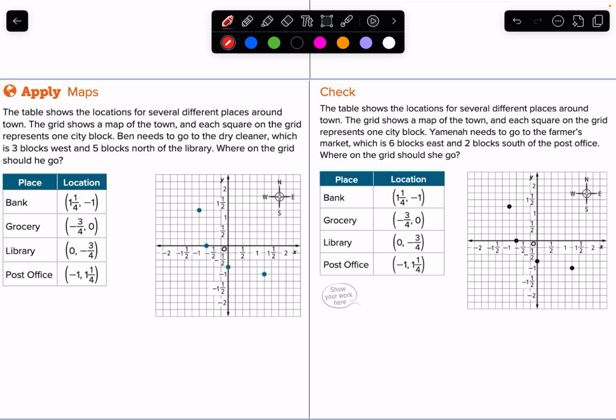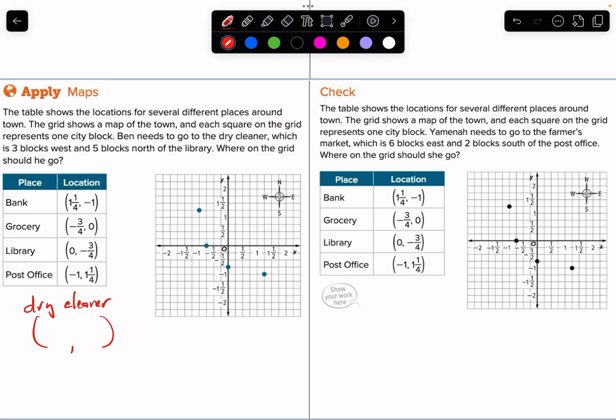There we go. So they want the coordinate location, right? So where is it that he's going to go? So where do we know he starts? He needs to get to the dry cleaner, which is 3 blocks west and 5 blocks north of the library. So we need the coordinate for the dry cleaner.